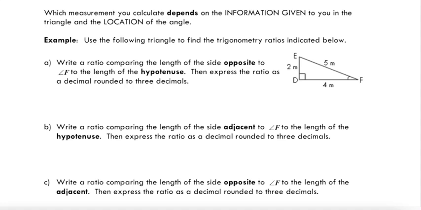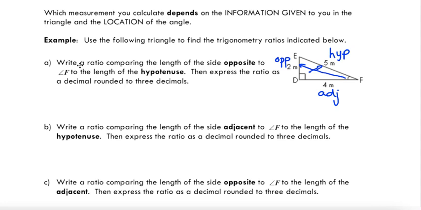The example says, use the following triangle, DEF right here, to find the trigonometry ratios indicated below. The first thing I want to do if I have a right angle triangle and I'm dealing with trigonometry is to label my sides with opposite, adjacent, and hypotenuse. Right across from the right angle is your hypotenuse. My angle F is the one that is given to me, and so I want to label the side across from that, which is the opposite, and the leftover one is adjacent.